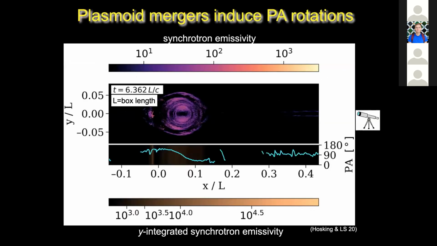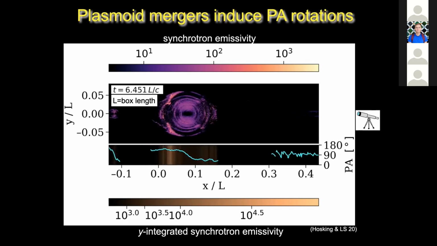And this is illustrated by this movie, which comes from our particle-in-cell simulation. I'm going to describe what you will see in the movie. In the top panel, it's a 2D plot in the YX plane of the simulation of the synchrotron emissivity. And the bottom panel is the projection, the integration of the synchrotron emissivity along the Y direction. The cyan is the local polarization angle. So you will see from the bottom panel, especially, that the emission front sweeps through regions with opposite polarization angle, which is the reason why you get the polarization angle sweep.